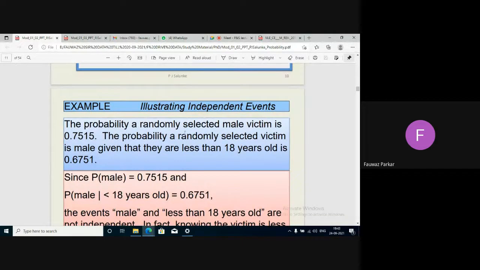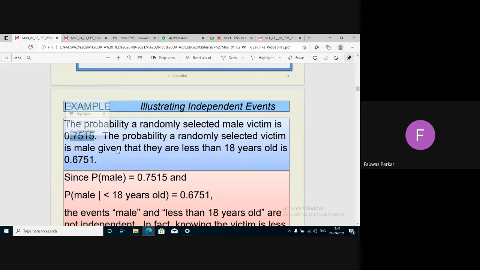The probability of a randomly selected male victim is 0.7515. This is the probability given for a randomly selected male victim. Victim means somebody who has been targeted, somebody who is affected. So there are two things here: the probability of a selected male victim, and the probability that a randomly selected victim is male given their age. So age and gender are the two things in this. The probability of a randomly selected male victim is 0.7515.